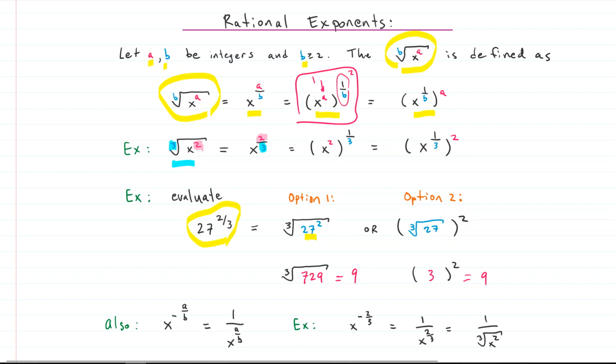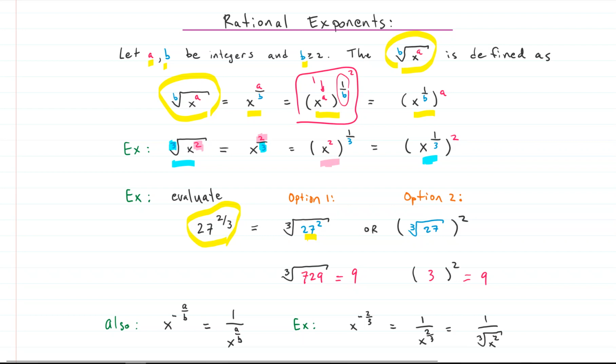And then once that happens, we can choose one of two options. We could take the power first and the radical second. Or we could take the radical first and the exponent second. Just depends whichever is easiest for our specific situation.